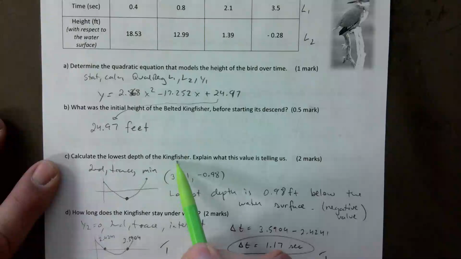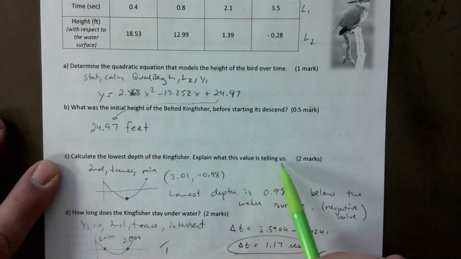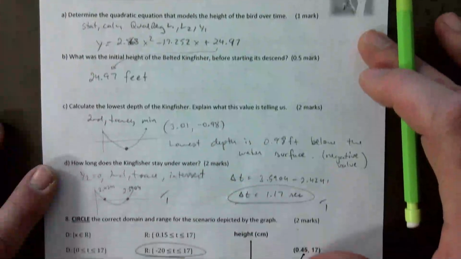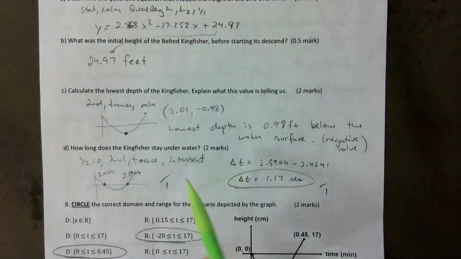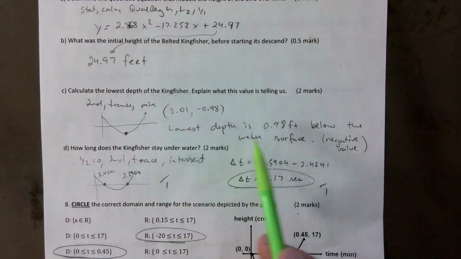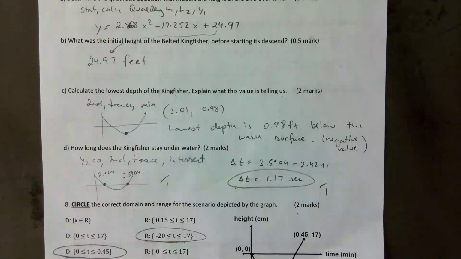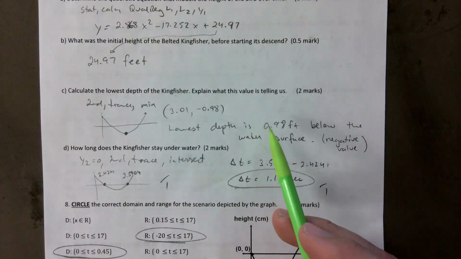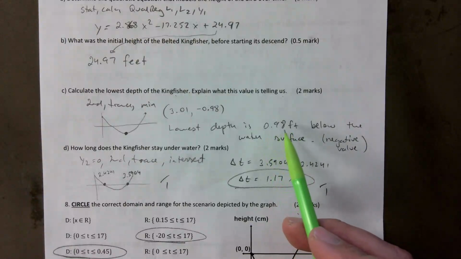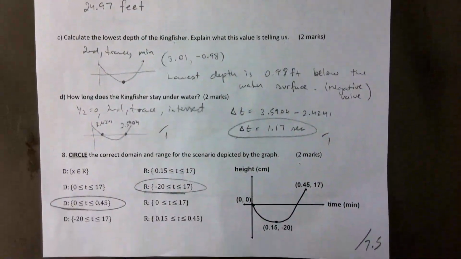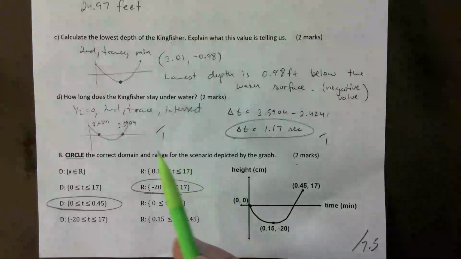Calculate the lowest depth of the kingfisher. Explain what this value is telling us. I was very happy that a lot of you did say the lowest depth is 0.98 feet below the water surface due to that negative value. You made a hint that the bird is going underwater, and that's why we have the negative. So you either say negative 0.98 feet or 0.98 feet below the water. That's fine.